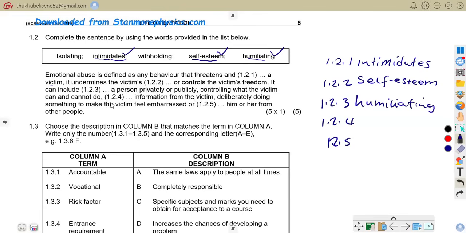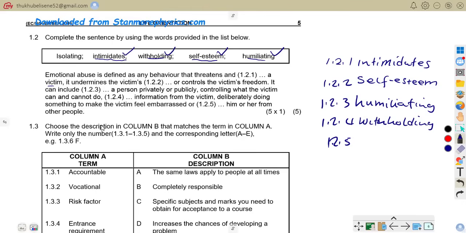Then 1.24, dash information from the victim, deliberately doing something to make the victim feel embarrassed. So there the correct answer is withholding. Withholding information from the victim, deliberately doing something to make the victim feel embarrassed. So the correct answer for 1.24 is withholding.